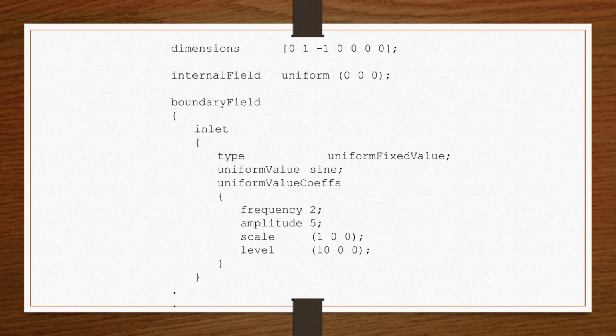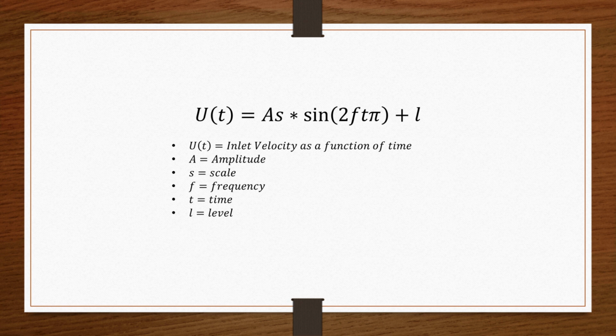is doing. So we will be defining the inlet velocity profile as a temporal sinusoidal function with the format u equals a times s times sine of f times 2 pi times t plus L, where a is the amplitude, s is the scale, f is the frequency, and L is the level.